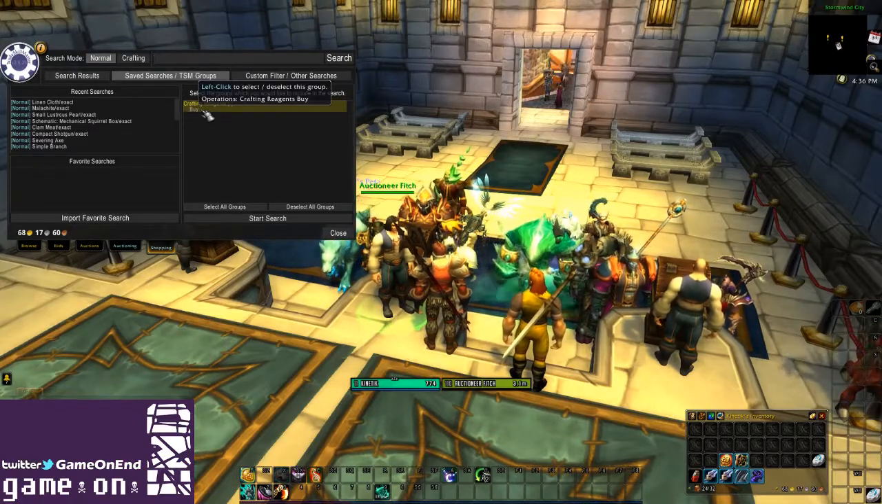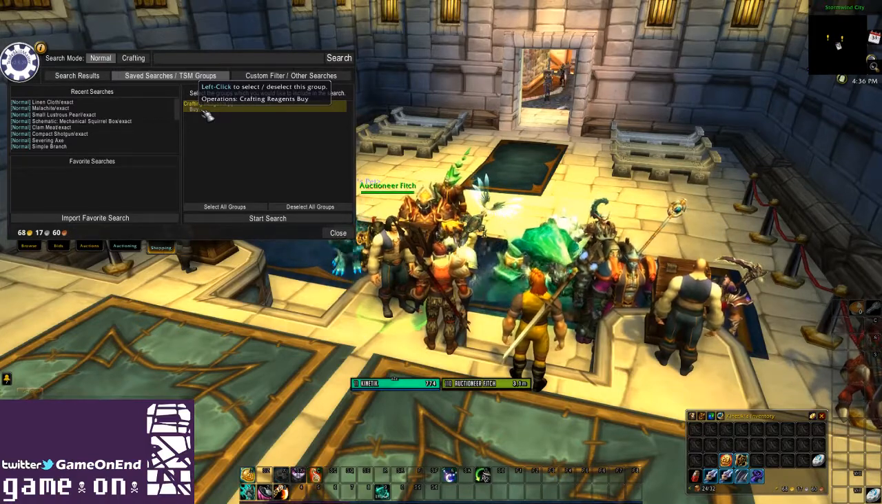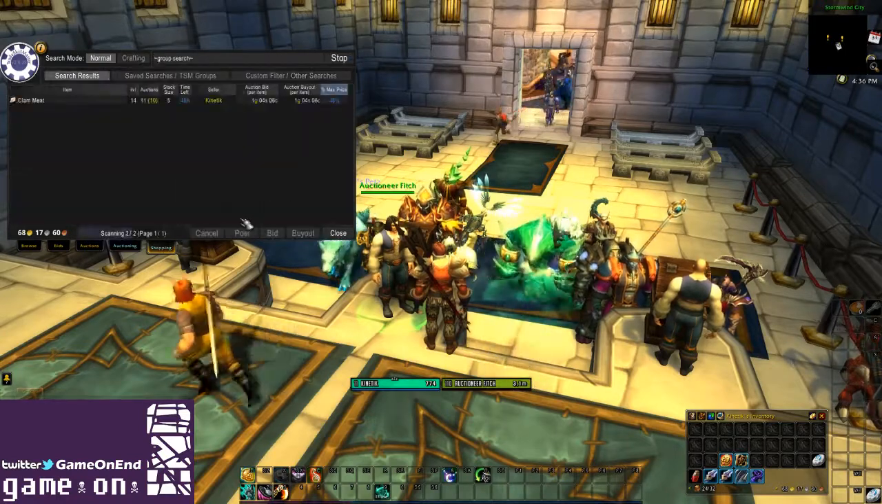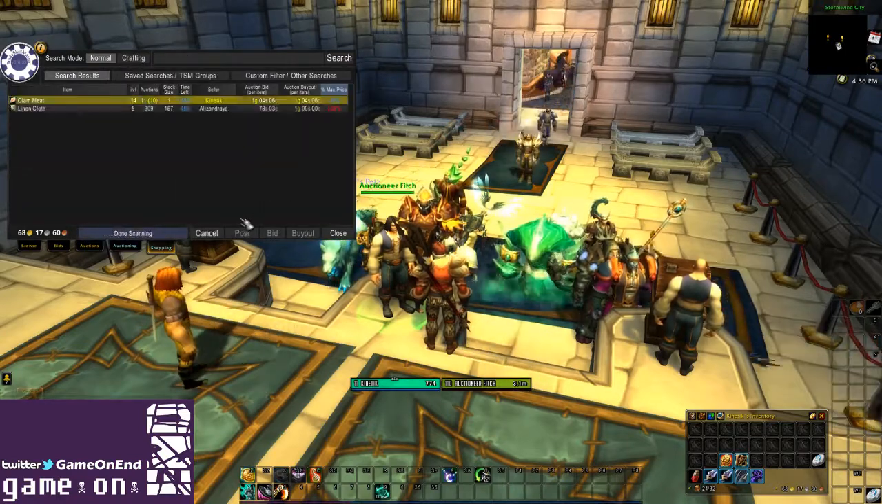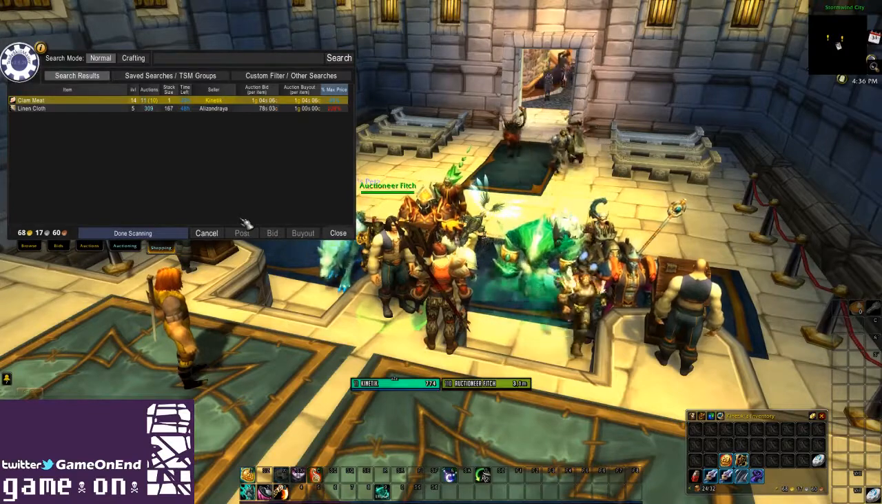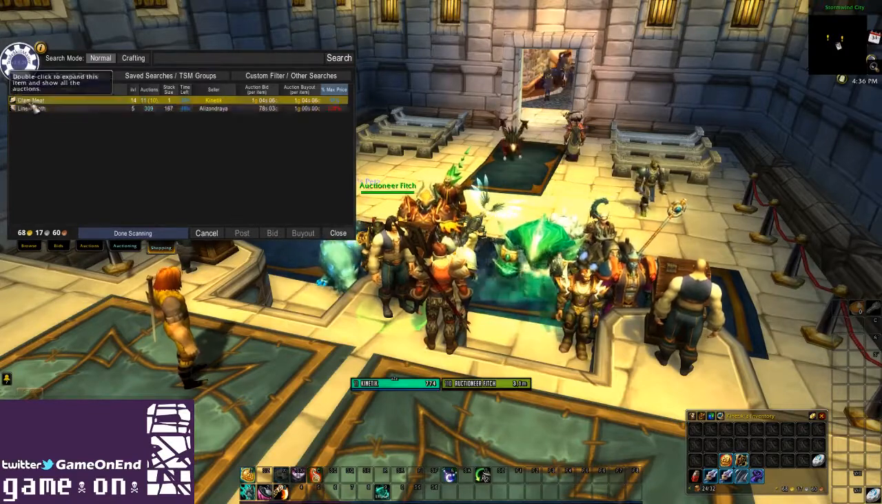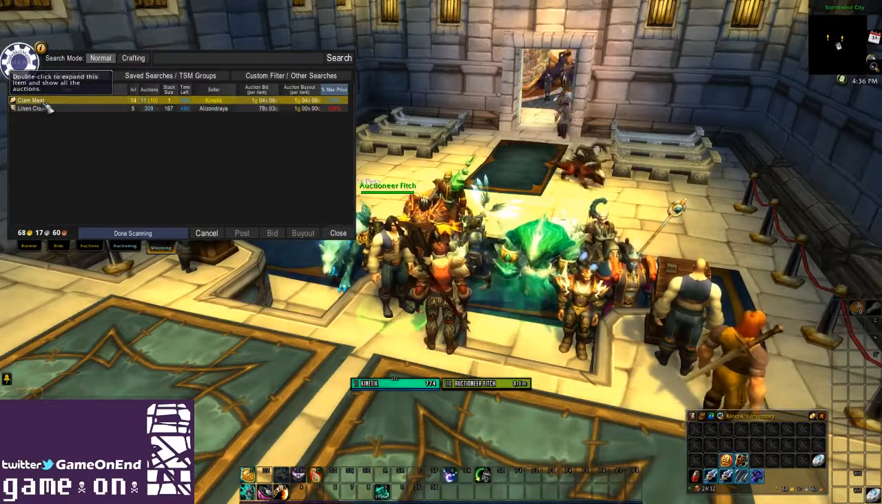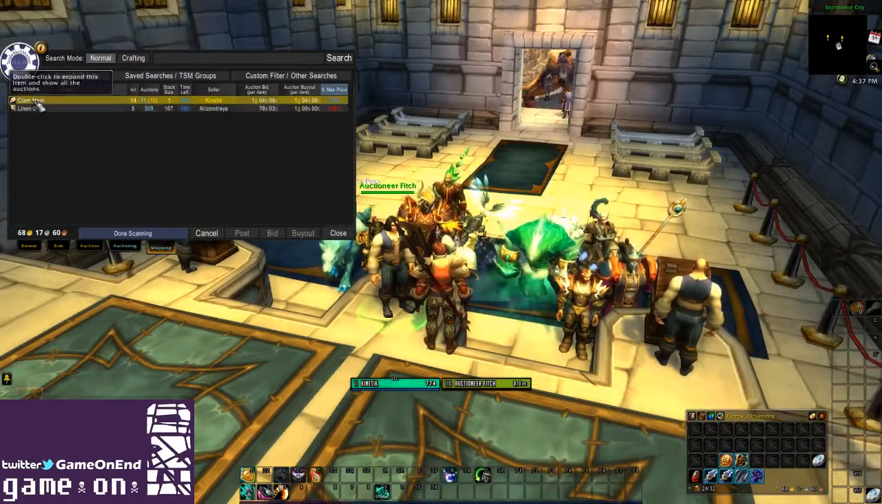But we've done that, and this will show us the name by hovering over it. It says Operations Crafting Reagents Buy. So let's go ahead and start our search. This will simply search through the auction house for items that are in this group, which are linen cloth and clam meat. And then we can click into them to see the breakdown.